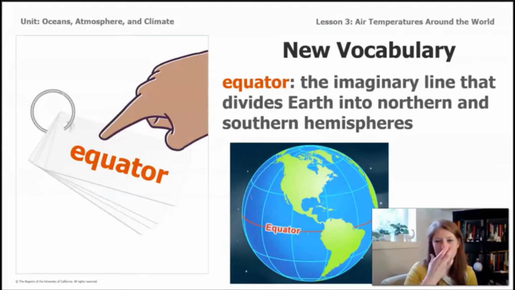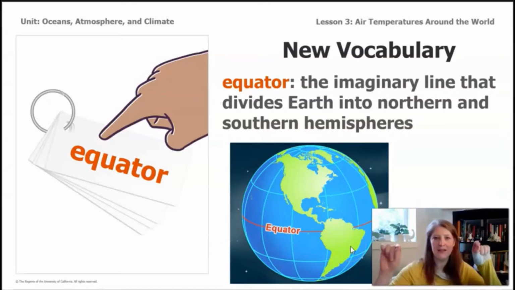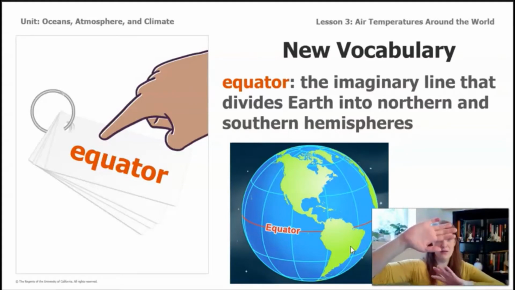Okay, so as we're getting started, there's a new vocabulary word that we need to learn, which is equator. And maybe it's one that you already know, but there's a picture here of the planet, and there's a red line here that says equator. Equator is just an imaginary line that divides Earth into a northern and a southern hemisphere. So as we're thinking about the planet, everything north of the equator is in the northern hemisphere and everything south is in the southern hemisphere.